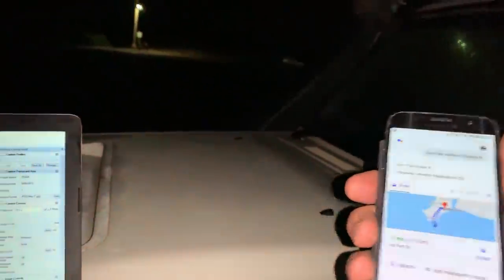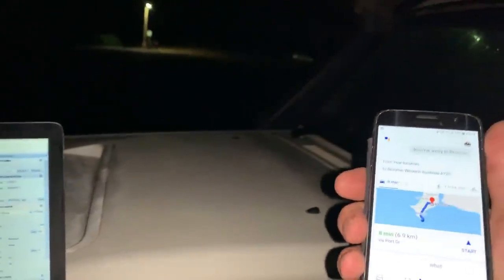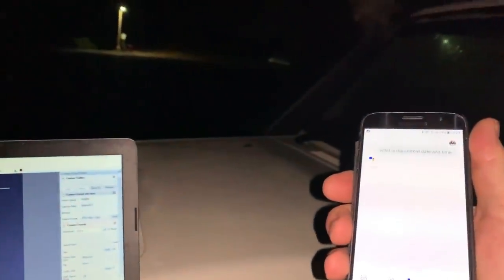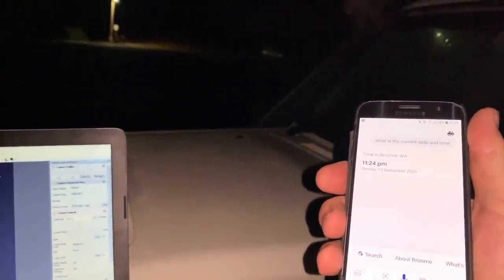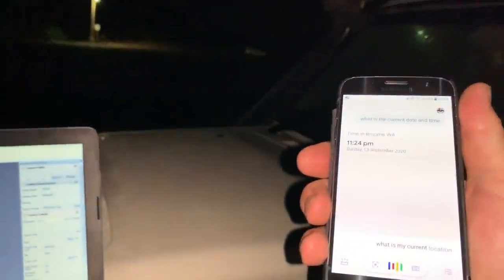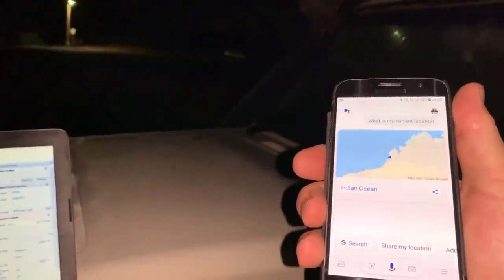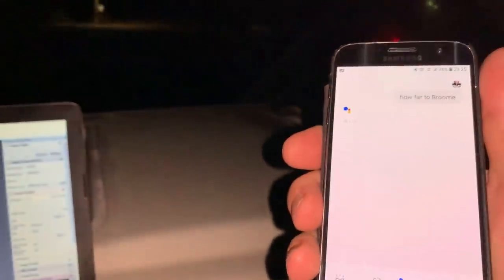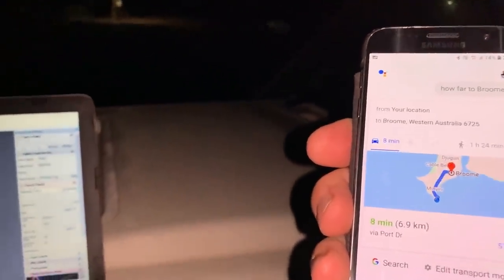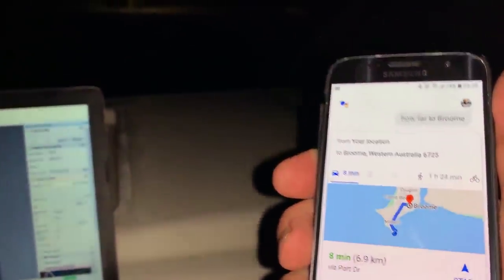Okay, Google, what is the current date and time? It is 11:24 p.m., the 13th of September 2020, in Broome, WA. Okay, Google, what is my current location? Your current location is Indian Ocean. Okay, Google, how far to Broome? If you drive, Broome is 6.9 kilometers away.